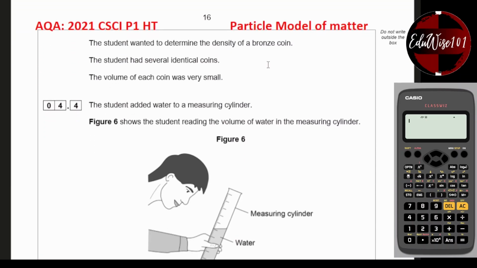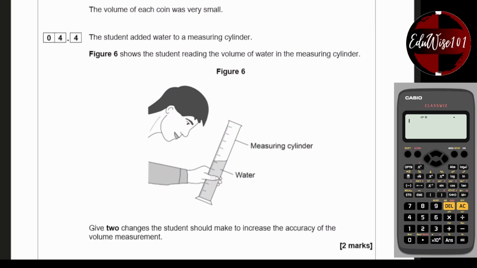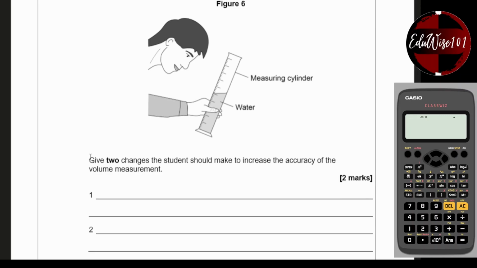The student wanted to determine the density of a bronze coin. The student had several identical coins. The volume of each coin was very small. The student added water to a measuring cylinder. Figure 6 shows the student reading the volume of water in the measuring cylinder. Now, in chemistry, mainly we teach you how to use a measuring cylinder or how to take readings for the volume in a measuring cylinder, and this is absolutely not the right way to do it. So what would you do? Give two changes the student should make to increase the accuracy of the volume measurement.